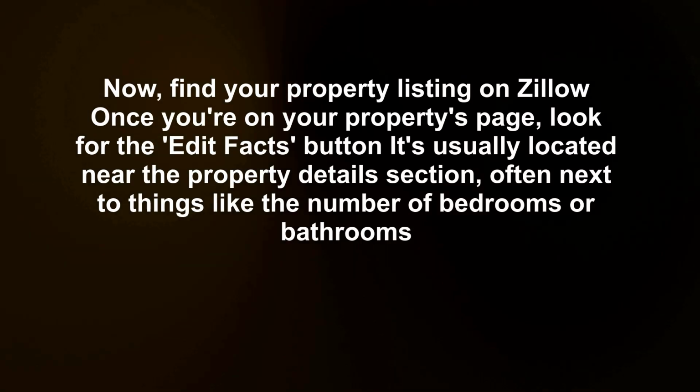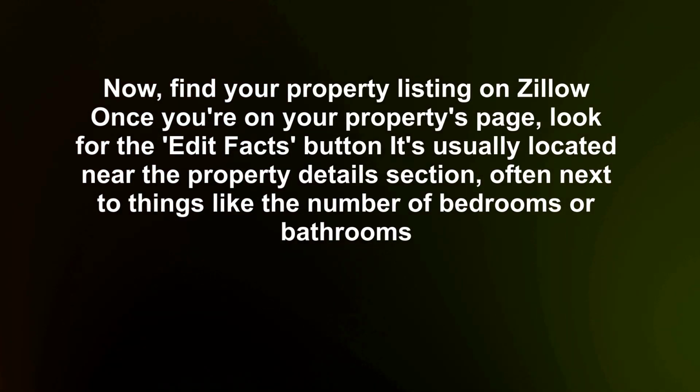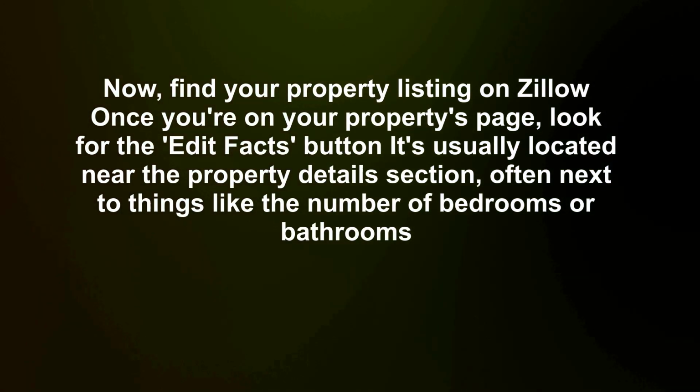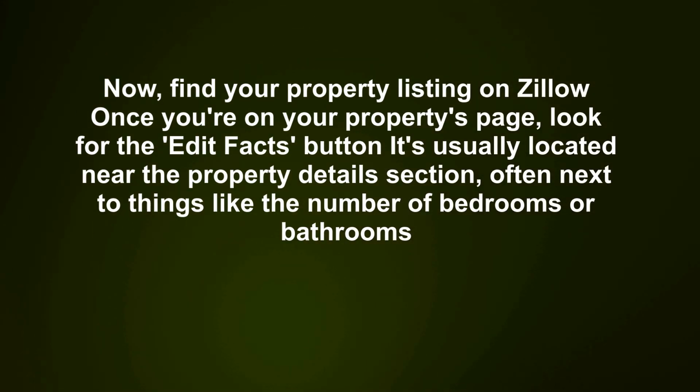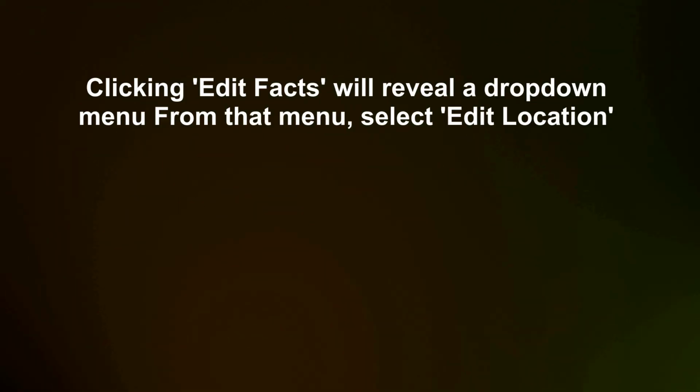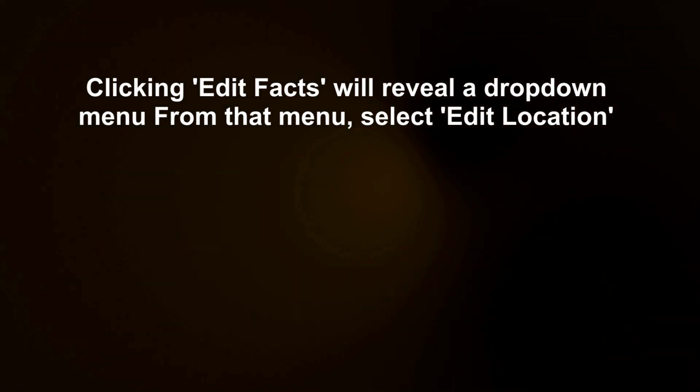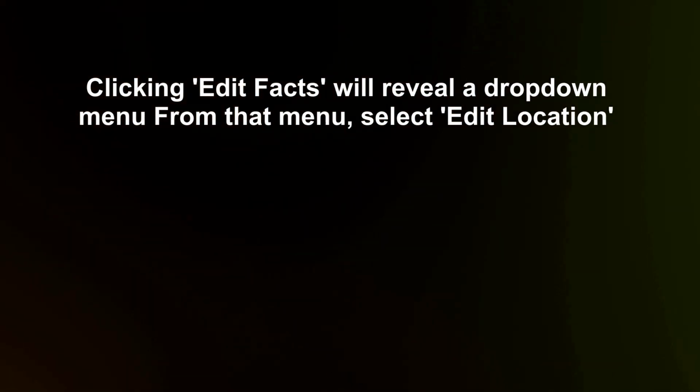Once you're on your property's page, look for the Edit Facts button. It's usually located near the property details section, often next to things like the number of bedrooms or bathrooms. Clicking Edit Facts will reveal a drop-down menu. From that menu, select Edit Location.